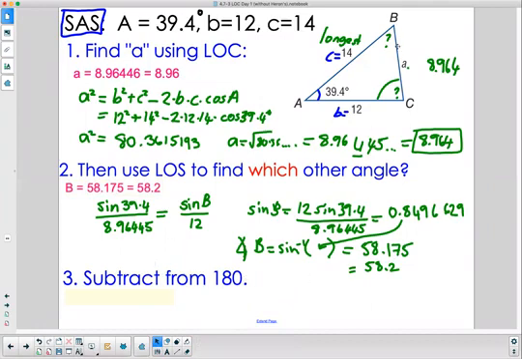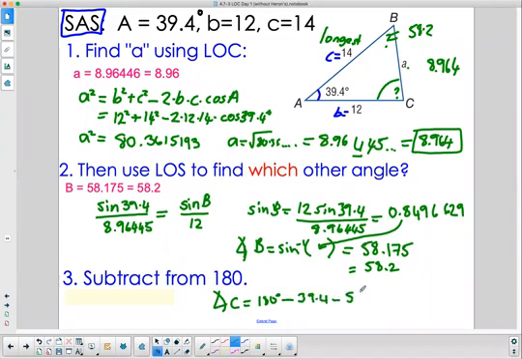So now I know this angle here is 58.2. What's the only thing I've got left to find? Angle C. So we're going to find angle C just by subtracting. Angle C is 180 degrees minus angle A minus angle B. Plug that into your calculator, and let's see, I've done this in the past, the answer's here. You should get 82.824.